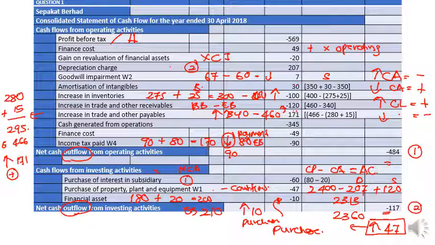So this is the ending balance. Reducing means that you make a payment, so you need to minus 90 here. Okay, so altogether you have net cash flow from operating activity of 484. And then the next one, you have investing activities.